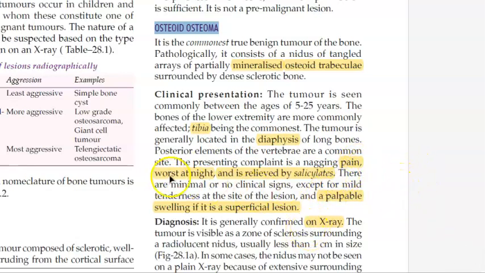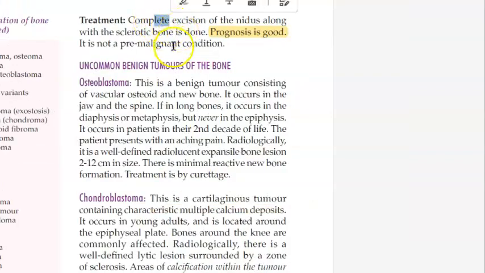Okay. So there is pain which is worst at night, which is relieved by salicylates. This also we told you. There's a palpable swelling, sometimes. If it is a superficial lesion, you can diagnose using X-ray. So you'll have to excise this, right? Excise the complete thing, the nidus along with the sclerotic bone.